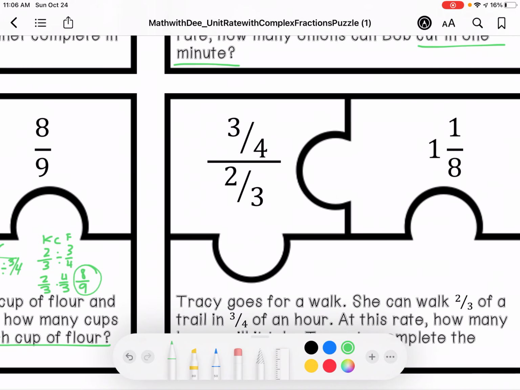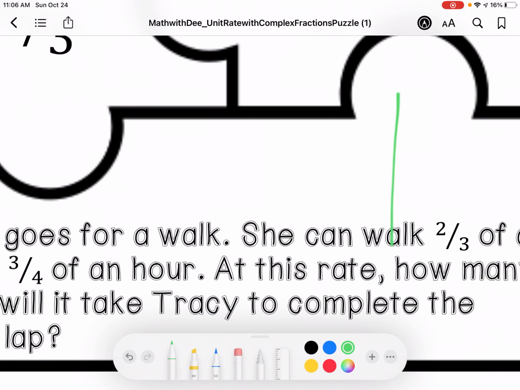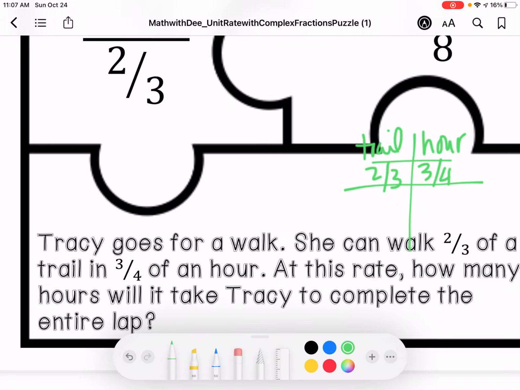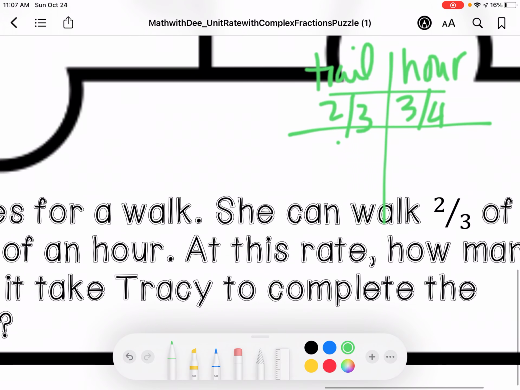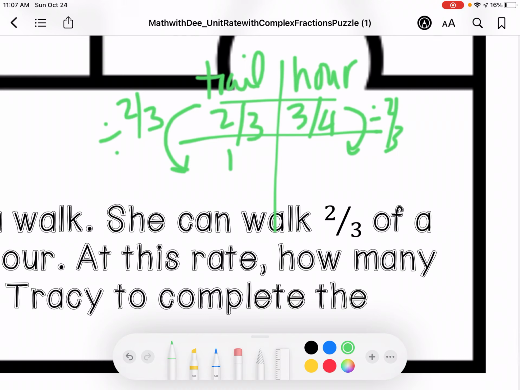Tracy goes for a walk. She can walk 2/3 of the trail in 3/4 of an hour. She wants to complete the entire lap of the trail. So that's the whole trail. So I'm going to divide by 2/3. So I'm doing 3/4 divided by 2/3.